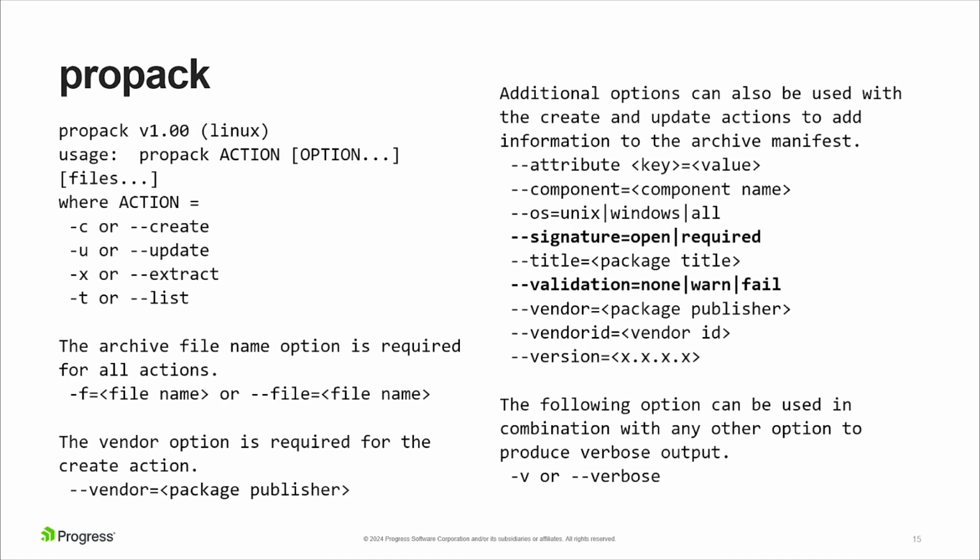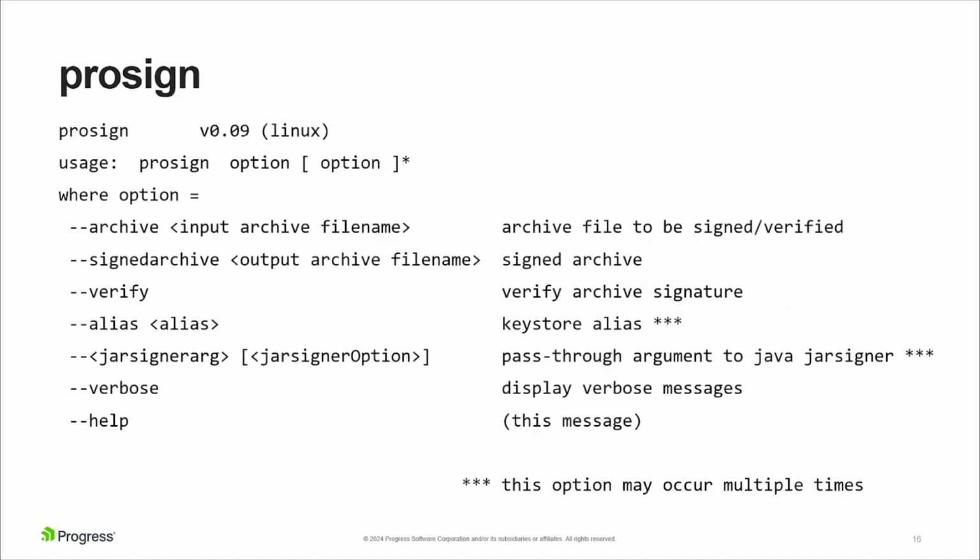And then the ProSign utility is what you use to sign your archive. You just input your archive file and output the archive you want signed, and pass in the signature information. The signature information is not specifically listed here because that is actually part of the Java jarsigner information.